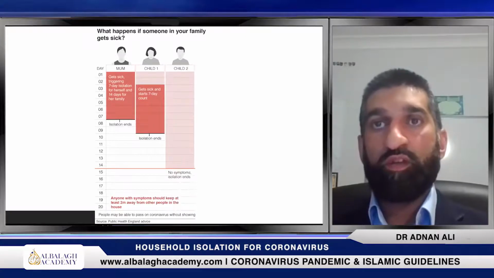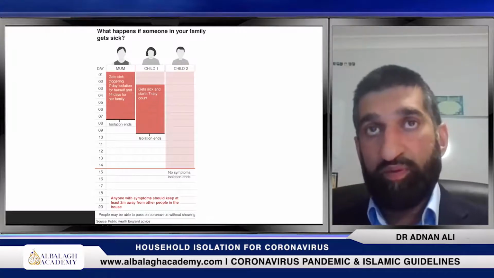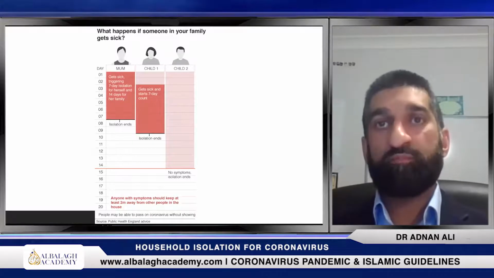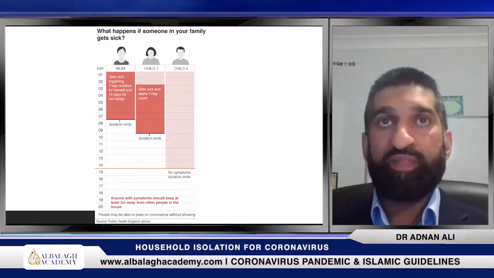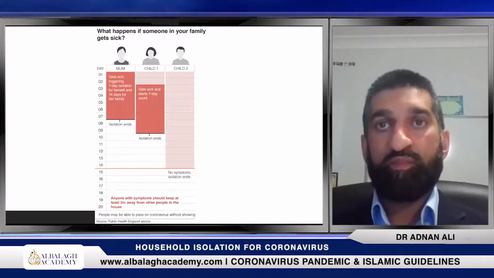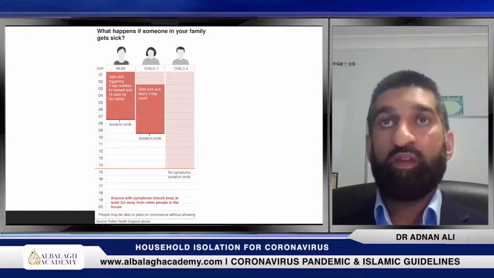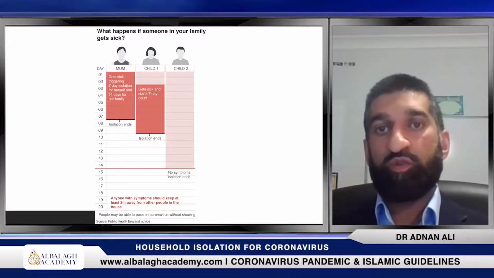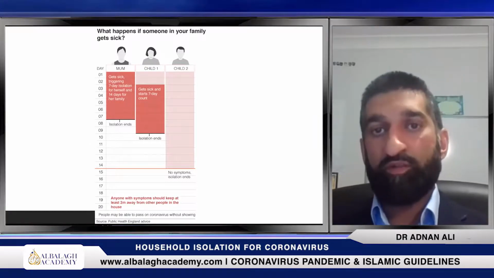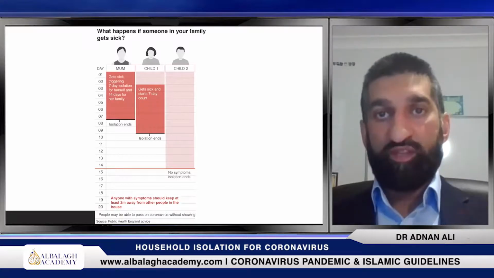You then have child number 2, or any person number 2, who shows no symptoms at all. That person has to remain in isolation for a total of 14 days, because as we said, they could potentially at any point be infected with the virus and not showing symptoms. So if after 14 days they have shown no symptoms, they can come out of isolation, and the clock then resets.